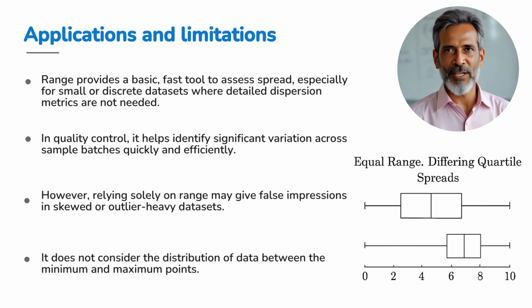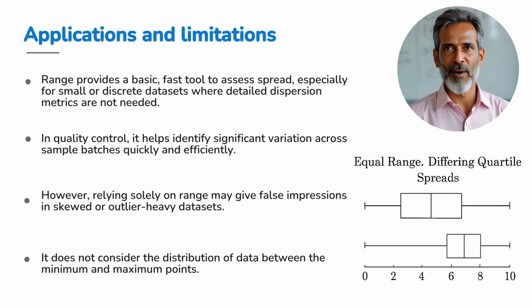However, relying only on range can sometimes be tricky. It doesn't tell you anything about how data values are spread between the minimum and maximum. Two datasets can have the same range but look very different inside. For example, imagine two box plots side by side. Both could have the same range, but one's data might be tightly packed in the middle and the other spread out unevenly. Range won't distinguish between these. So, while range is handy, it's important to use it alongside other measures when precision matters. Keep these pros and cons of range in mind as we practice calculating it.